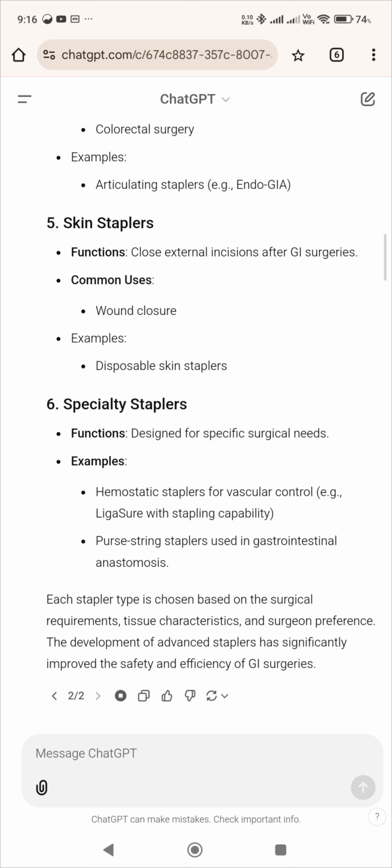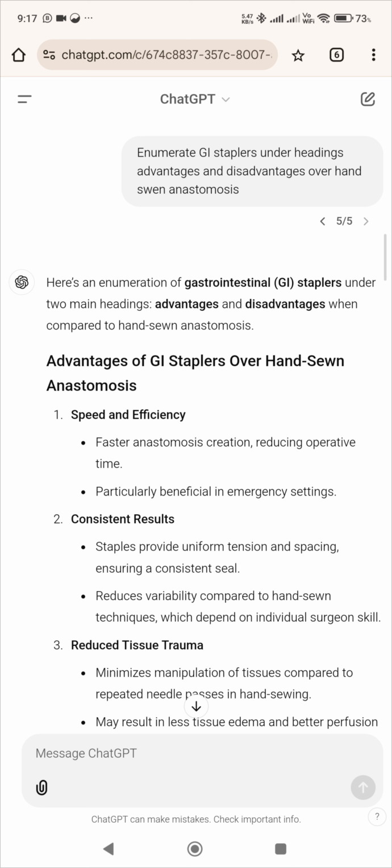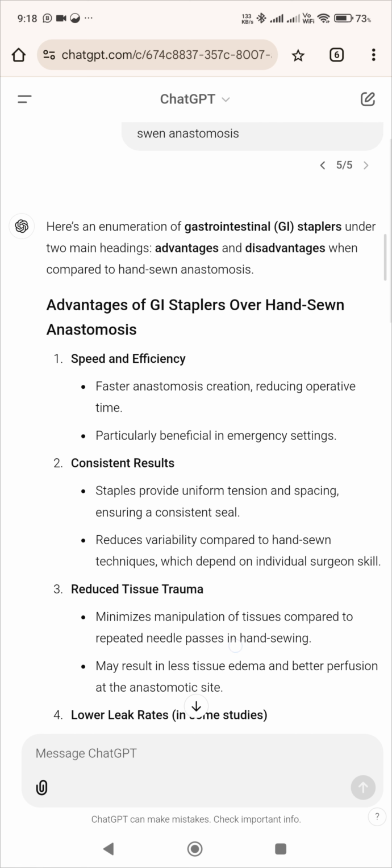Each stapler type is chosen based on the surgical requirements, tissue characteristics, and surgeon preference. The development of advanced staplers has significantly improved the safety and efficiency of GI surgeries. Here's an enumeration of gastrointestinal (GI) staplers under two main headings: advantages and disadvantages when compared to hand-sewn anastomosis.